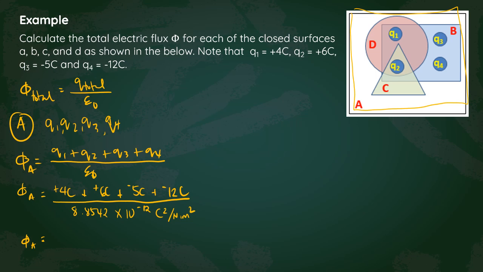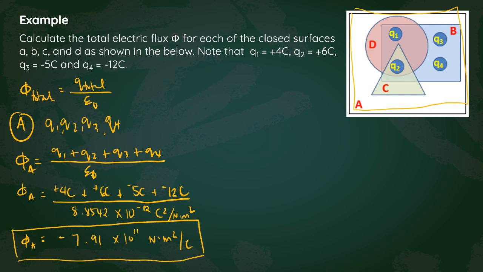Our answer is negative 7.91 times 10 raised to 11 Newton meter squared per coulomb. So this is the electric flux on surface A.